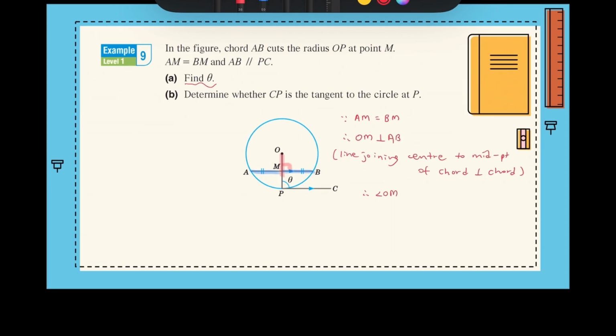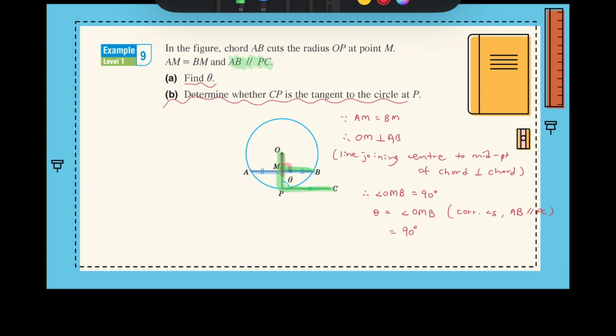So therefore your angle OMB here is 90 degrees. So theta equals angle OMB. Why is that? Let's have a look using another color. These lines are parallel because they provided it, and therefore we use corresponding angles, AB parallel to PC. So theta is also 90 degrees.